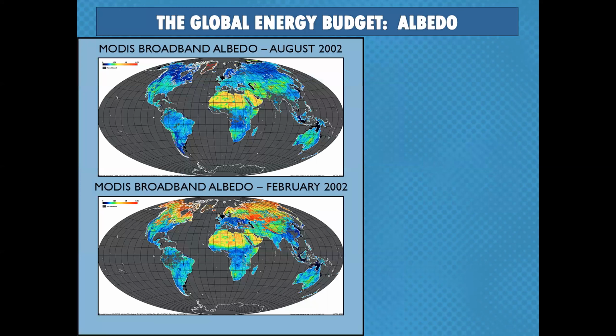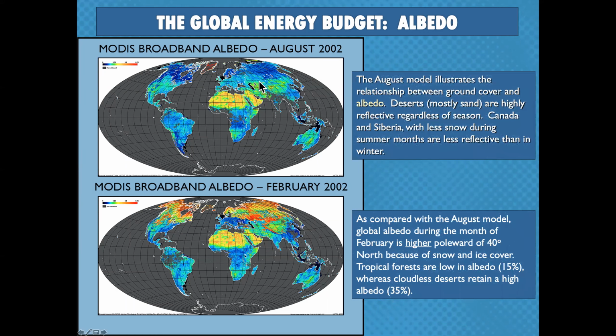Albedo depends on the season. This happens to be two particular years, 2002, a long time ago, but it really doesn't matter. It's still useful. In February, there's a lot more snow and ice up in the northern hemisphere, so our albedo is high. In summer, it is more grass and dirt, so the albedo is lower.